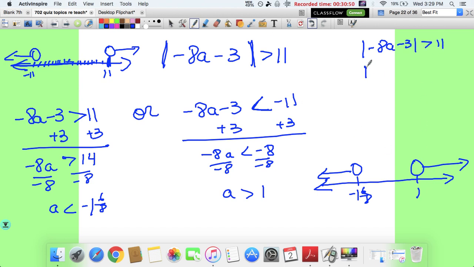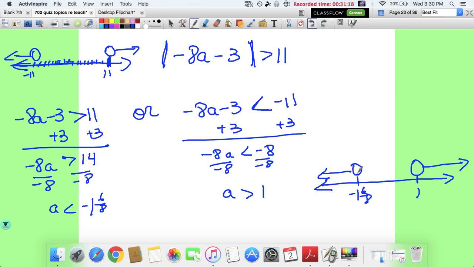So here's my original. I get the absolute value of negative 8 times 10 minus 3, greater than 11. Negative 8 times 10 is negative 80. Negative 80 minus 3 is negative 83. And if you take the absolute value of negative 83, it's 83. And is that greater than 11? It is. Okay, so it has to be. So pick another number, pick 2, pick 3. Pick numbers on both sides for you to check.